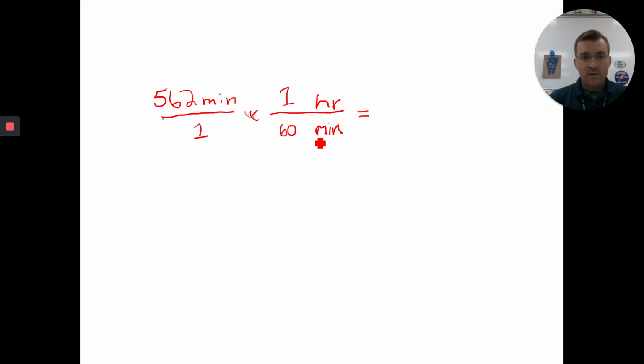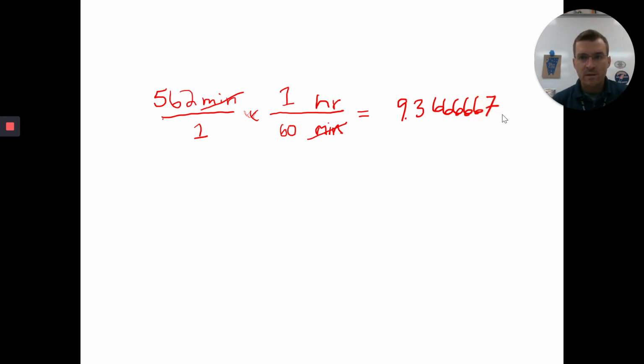So I always like to double check that units will cancel, minutes on top and on the bottom. That cancels out. And so to do the math, remember we multiply across the top. 562 times 1 divided by any number on the bottom. So 562 divided by 60. And I get an answer of 9.3666 repeating.